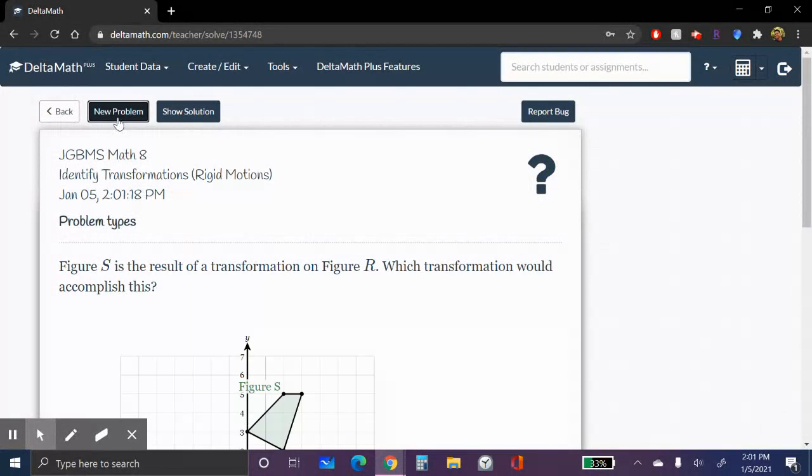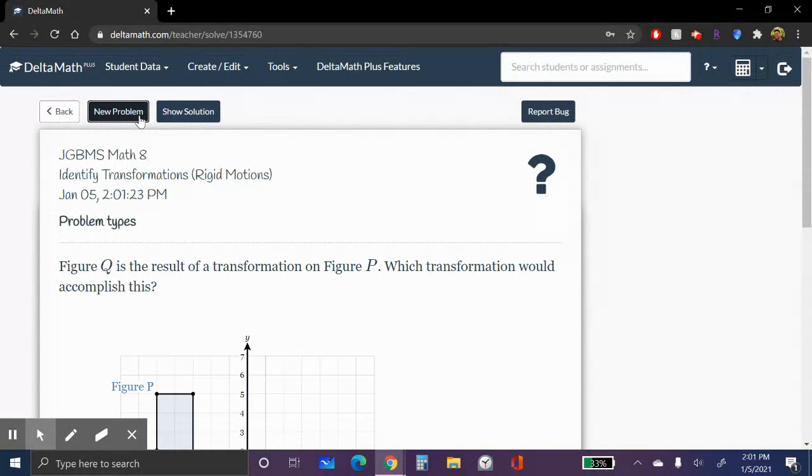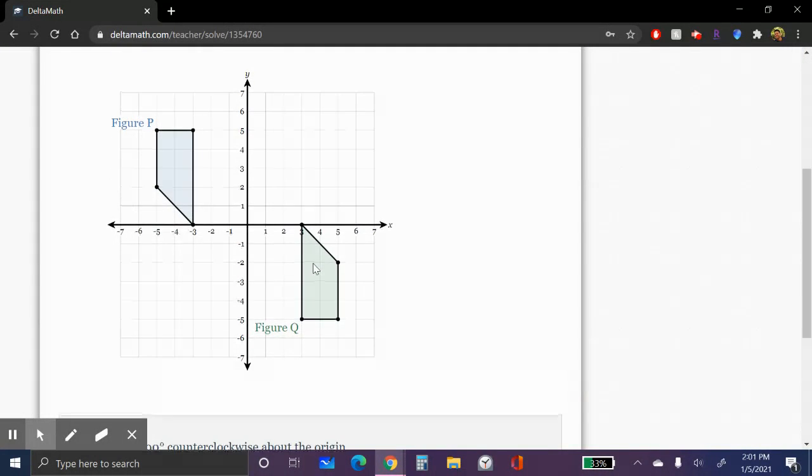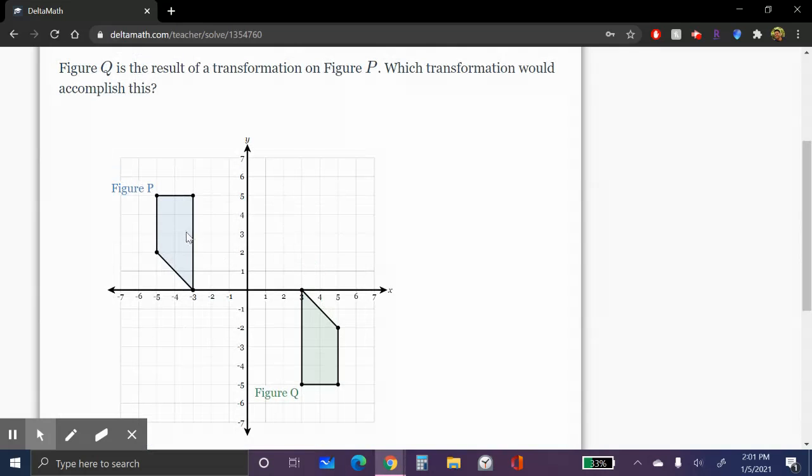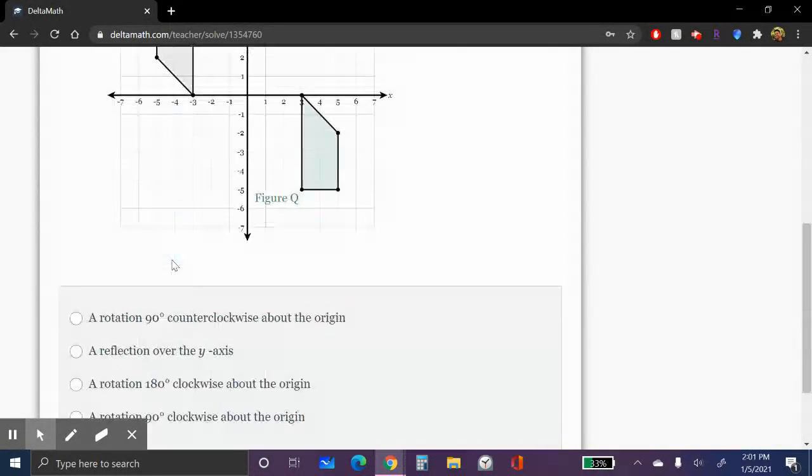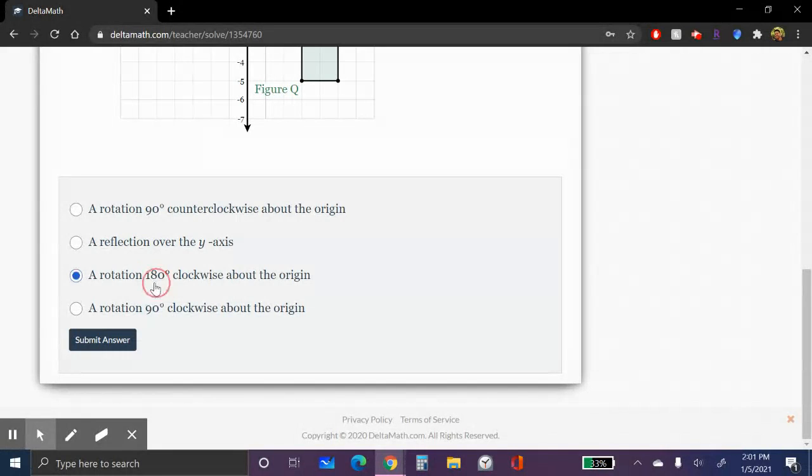All right, let's look at one more. We'll do two more. I like this one. It looks like it's being turned 180 degrees, right? Rotated 180 degrees. Q is the result of P. So I'm going to start at P, go to Q, and it's turned 180 degrees. It doesn't matter which direction you go. 180 degrees clockwise.